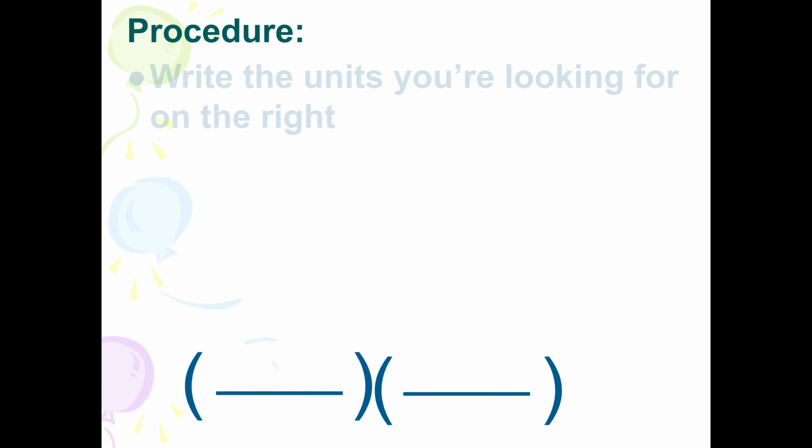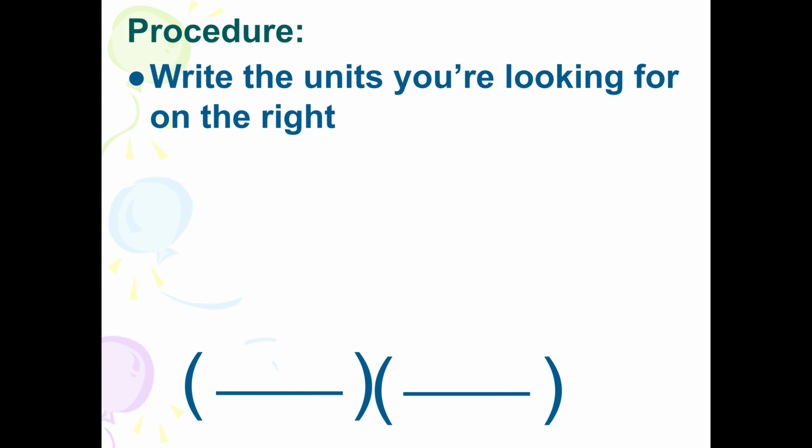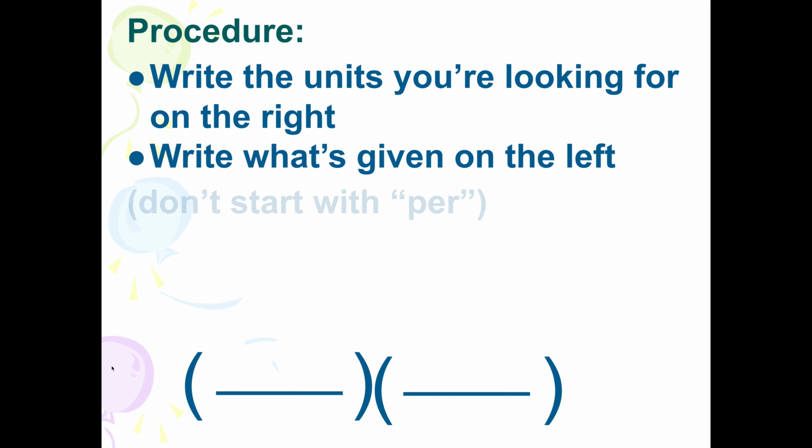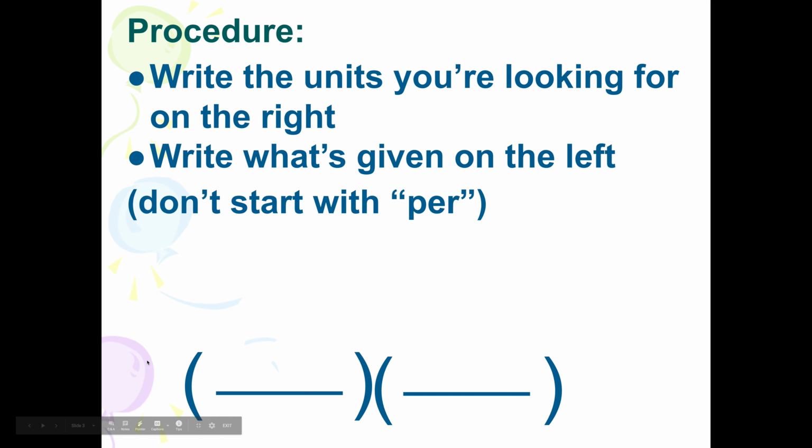So let's look at the procedure on how to do this. You'll see it'll make a lot more sense in the example. So step 1, write the units you're looking for on the right. If it's asking for miles, put miles here. Write what's given on the left, but don't start with per. If they give you 10 miles per hour in 2 hours, put 2 hours because it doesn't have per.